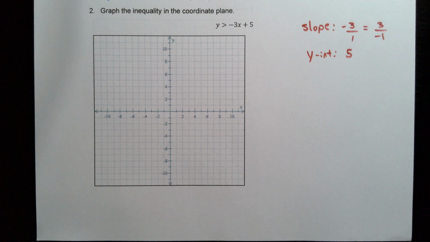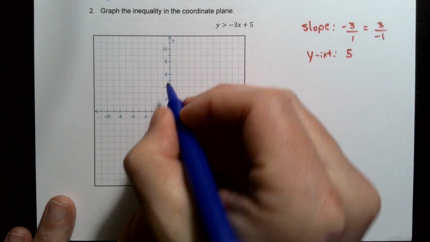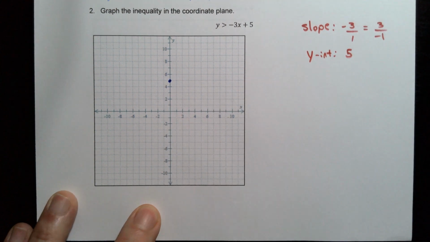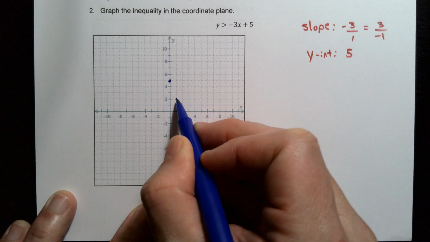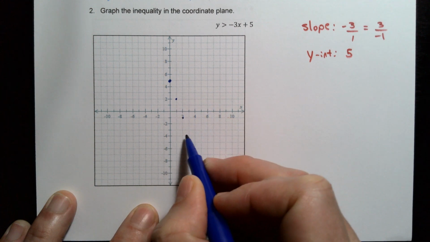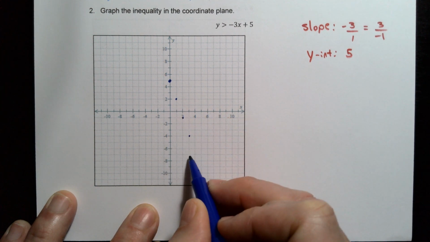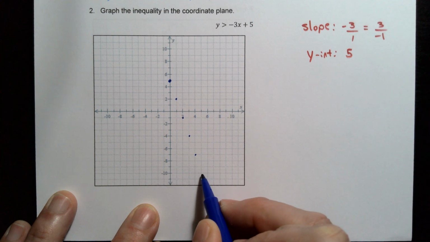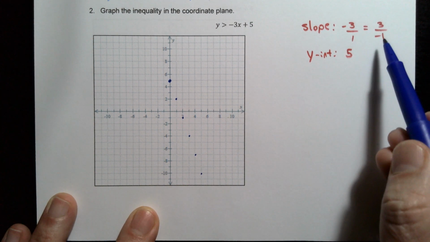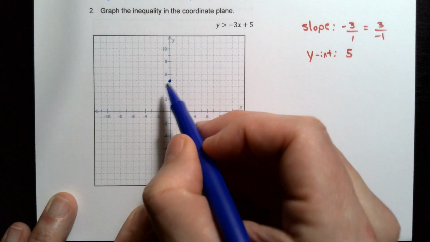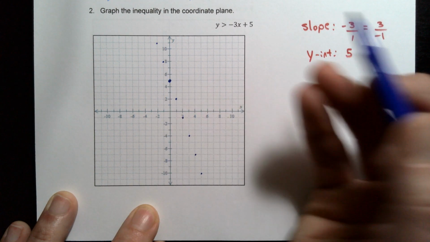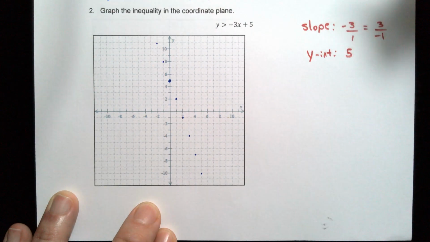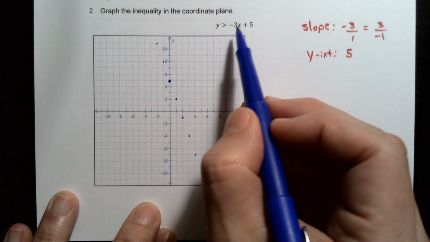So I'm going to go to 5 on the y-axis. Here's 5 on the y-axis. I put a dot. Now I'm going to use my slope to get some other dots. So let's use this one first. Down 3, over 1. Keep going down 3 over 1. Okay, and I can also use up 3, left 1. So go back here. Up 3, left 1, up 3, left 1, okay? So there's the basic graph. I'm going to put a dotted line because there's no line underneath here.